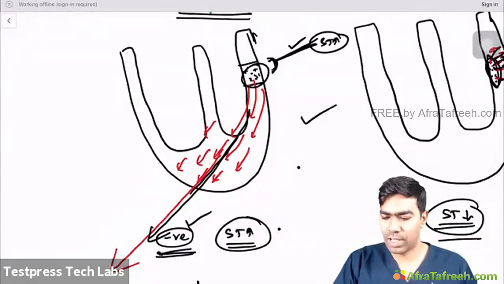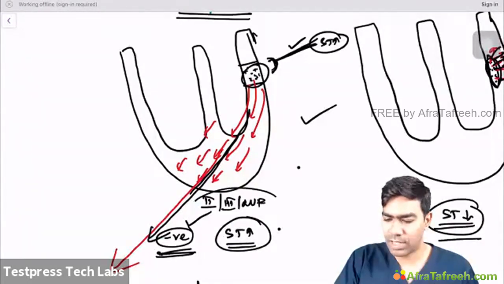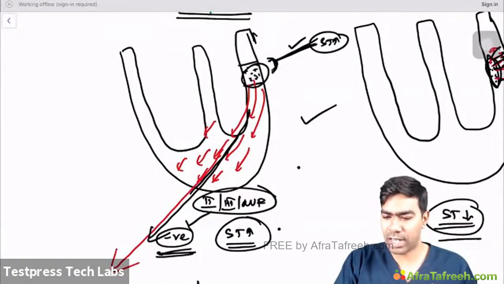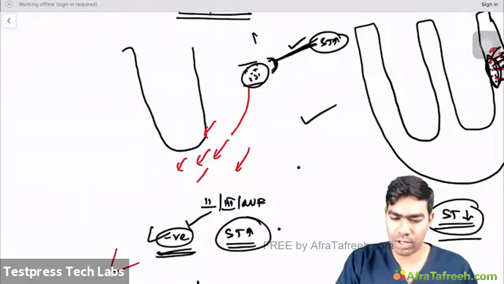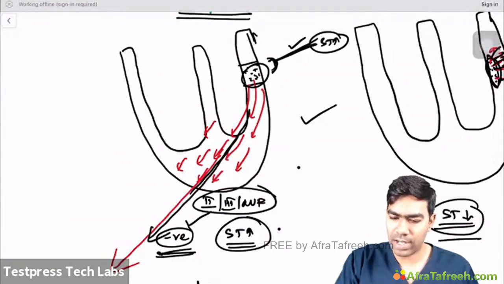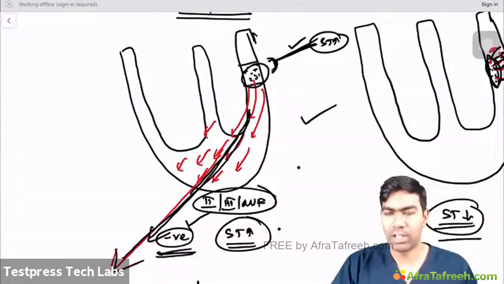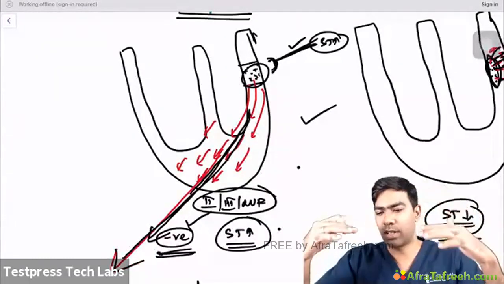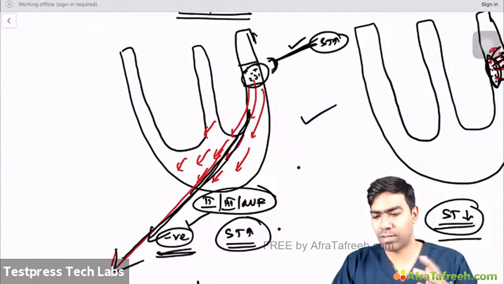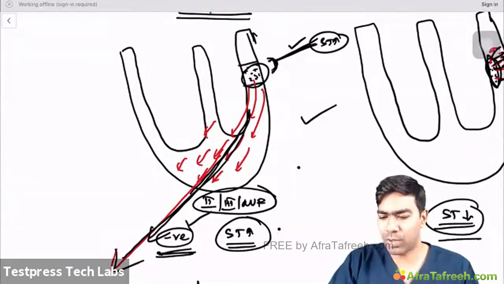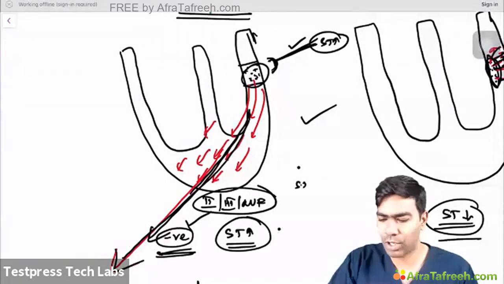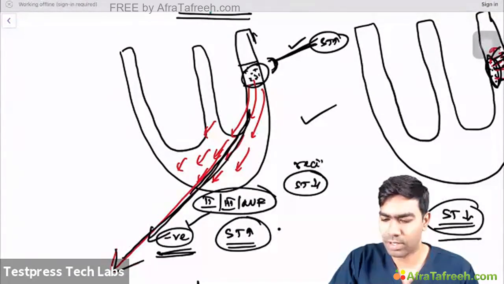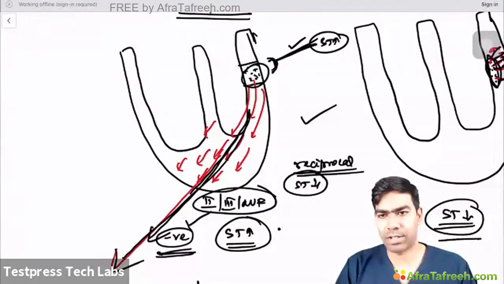On the other hand, if you look at an inferior lead, for example lead 2, lead 3 or lead aVF, which is nothing but an inferior lead, in this area the negative current is basically moving towards this. So they are just going to push the thing down. That is going to produce something called an ST depression here. So you're going to get a reciprocal ST depression. It's completely opposite.